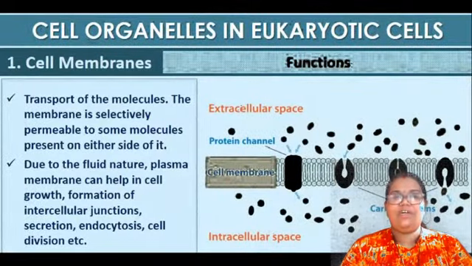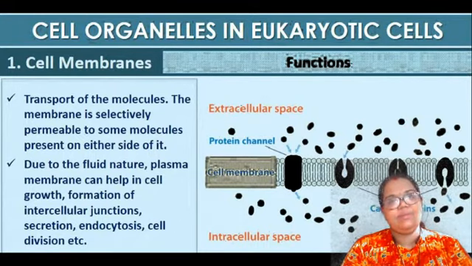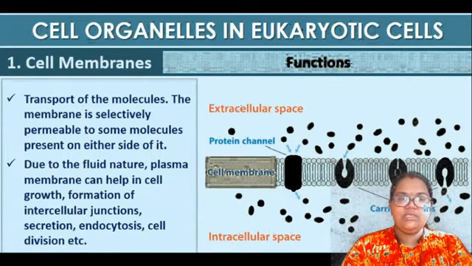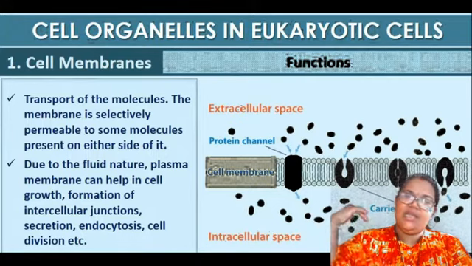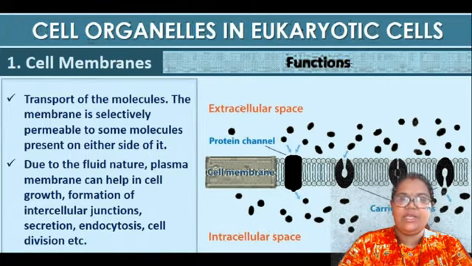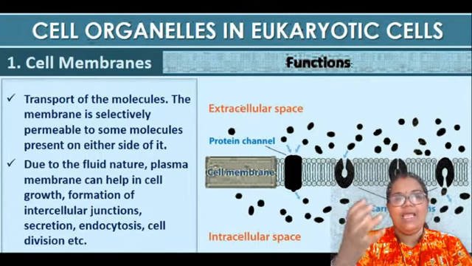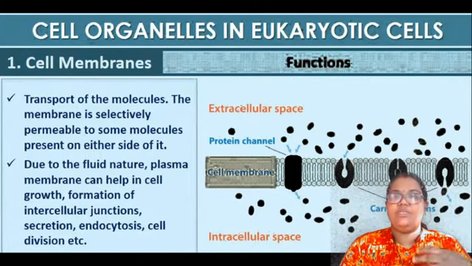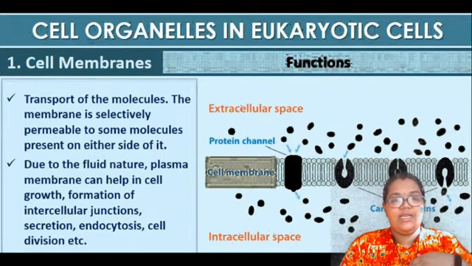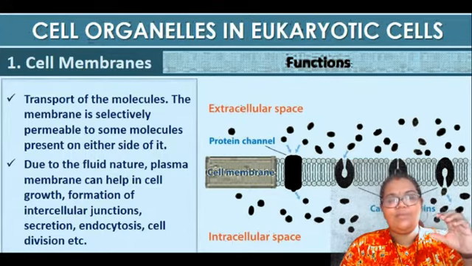Now you can see the functions of that. Obviously, they have a semi-permeable, selectively permeable nature. That means they will help in the transport of molecules, from inside the cell to outside and from outside to inside. Because of the fluid nature, the plasma membrane can help in cell growth, the formation of intercellular junctions, and even secretion, endocytosis, and cell division. Everywhere it has an important role.